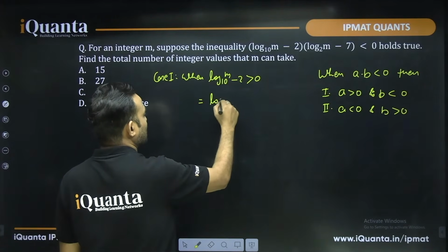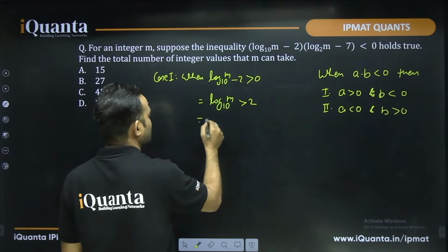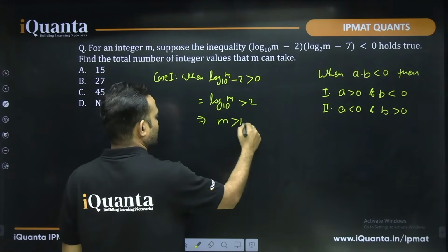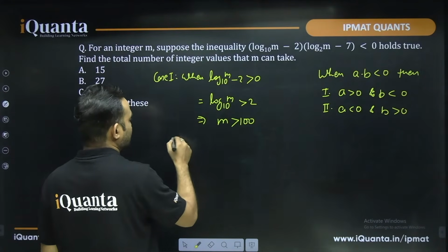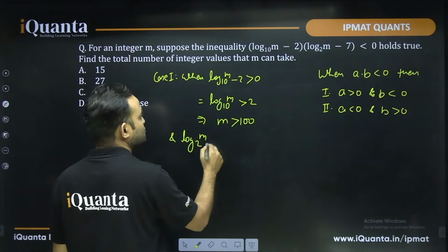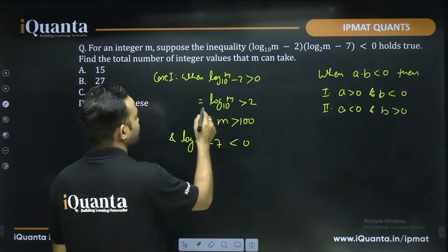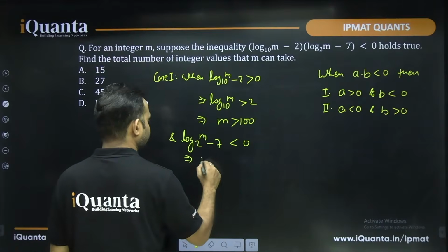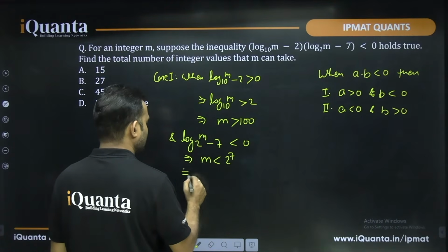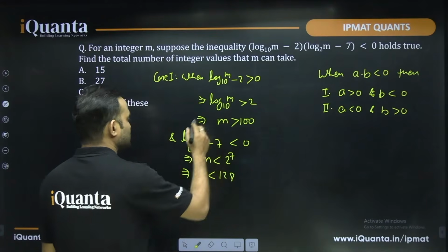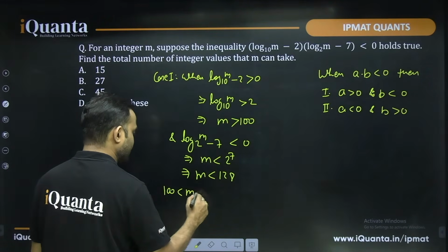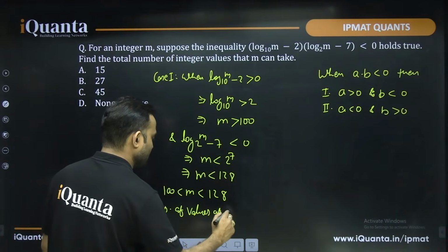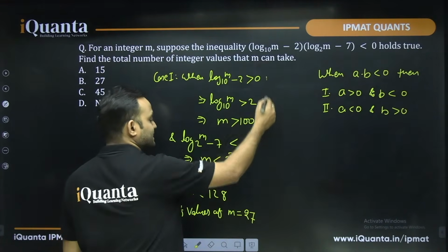So in that case we can say log m to the base 10 is greater than 2, or m will be greater than 100, which is 10 square. And log m to the base 2 minus 7 will be less than 0, or m will be less than 2 to the power 7, or m should be less than 128. So basically m is greater than 100 and less than 128. So the number of values of m will be equal to 27 in this first case.